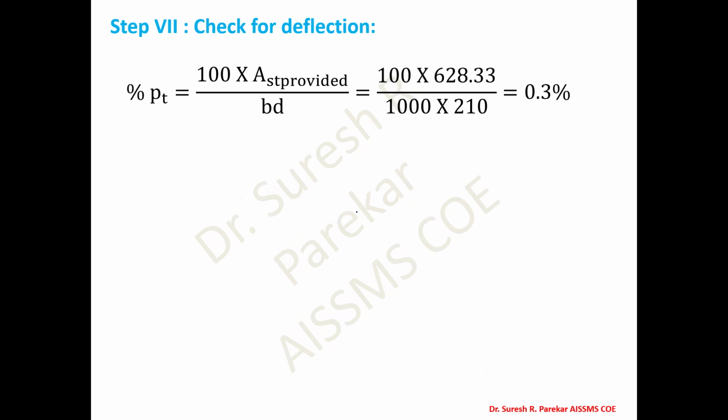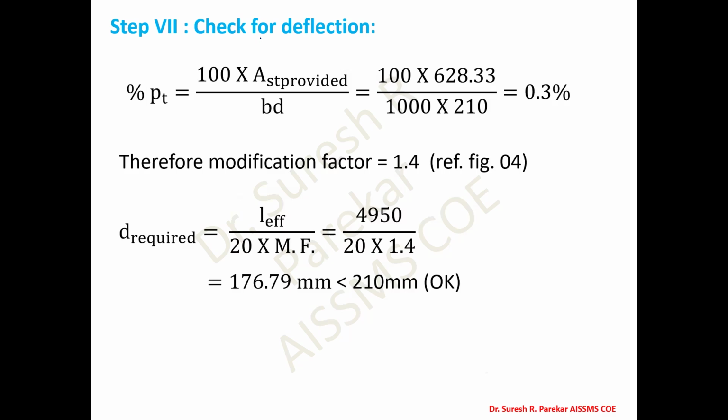And then check for deflection, percentage reinforcement. We have to calculate. We have considered maximum force, and so that maximum steel, then that modification factor will be less, and automatically depth will be larger. And then from this we will get required 176. We have provided 210, therefore sufficient.